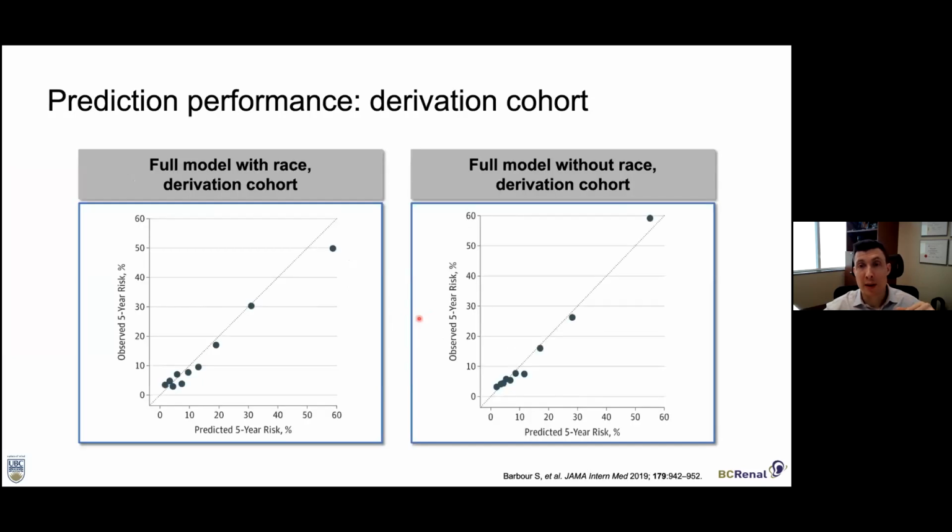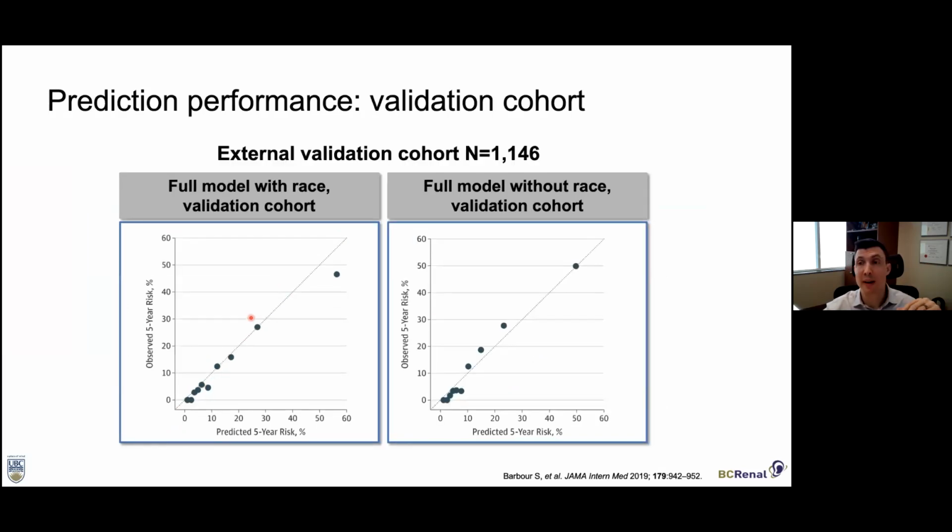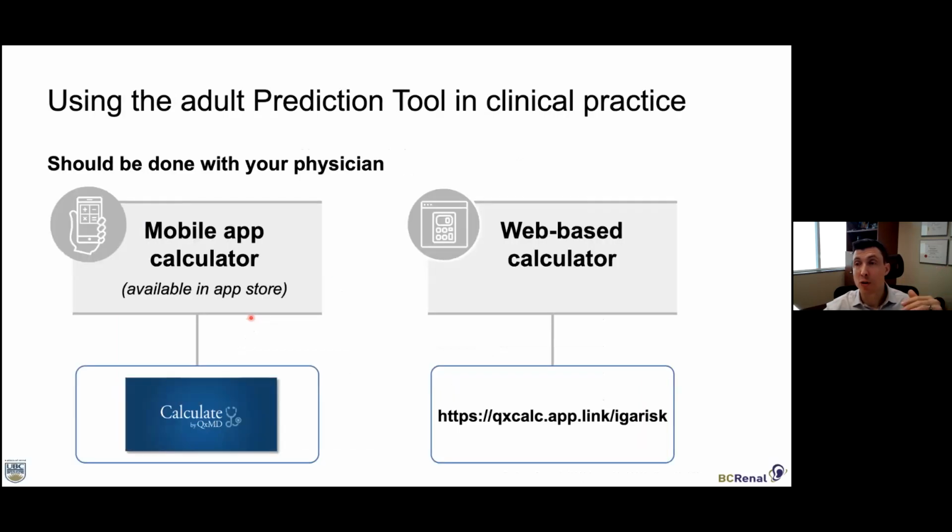So there are several different ways you can look at the performance of a prediction tool. But one way is to compare the predicted risk from the tool, which is shown here on the horizontal axis, with the observed risk that you actually see in the people in your cohort, which is shown here on the y-axis. So perfect performance would follow along this 45-degree line, and you can see that these dots are very close to that line, indicating that this tool actually had very good performance in the cohort that we used to develop it. But what about in other cohorts? So we then externally validated the tool in a totally separate cohort and showed again that there was very good performance of this tool.